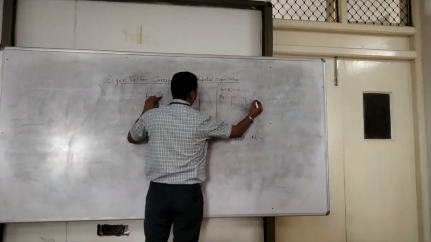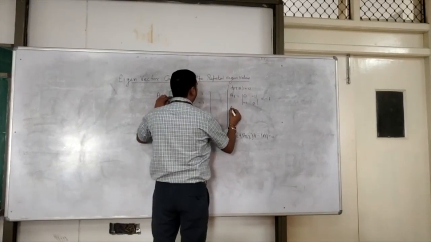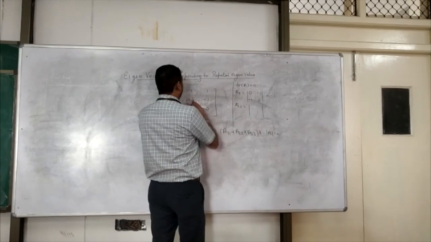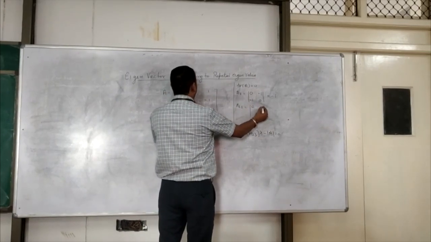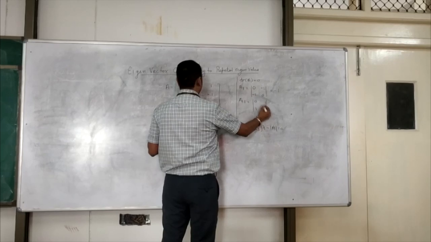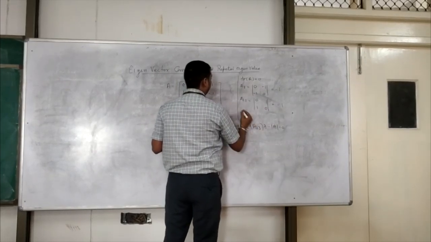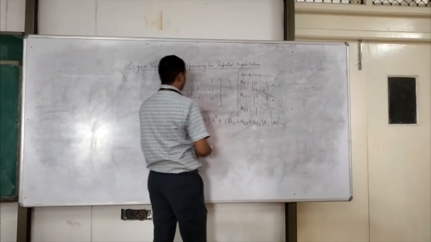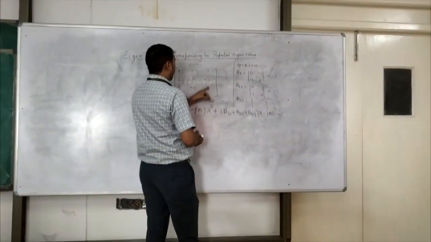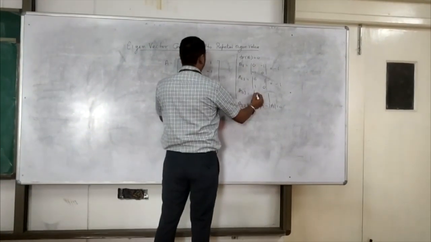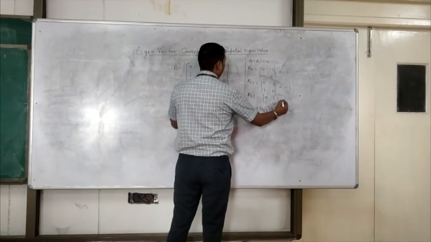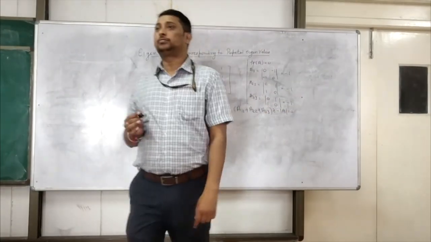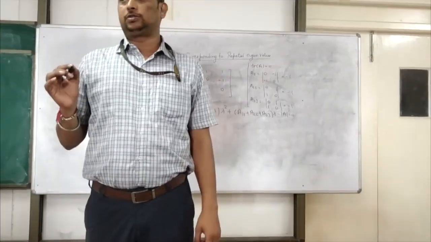Very good. Minor of this, so 0 1, minus 1 0, so again minus 1. Then the third one, minor of this, so 0 1, 1 0. What is the value? Any doubt to anyone? Any doubt?